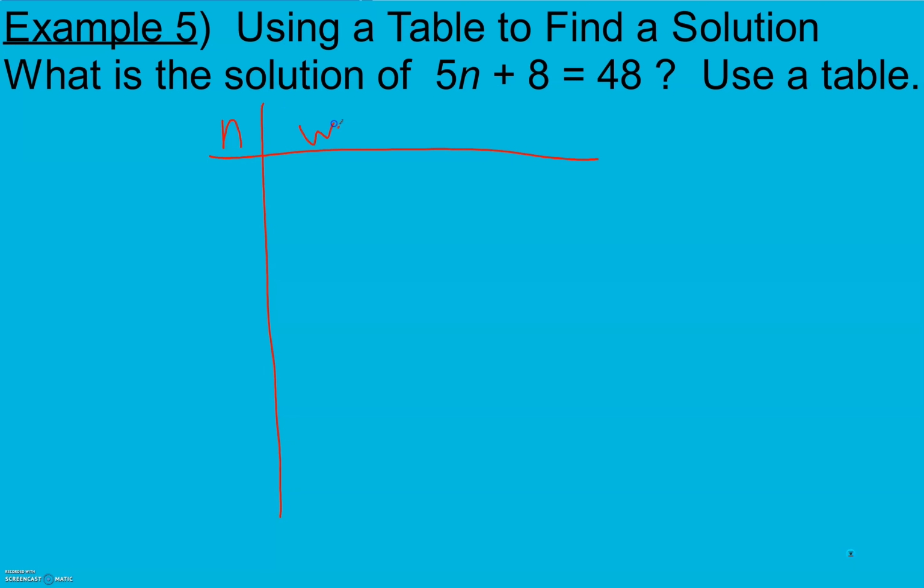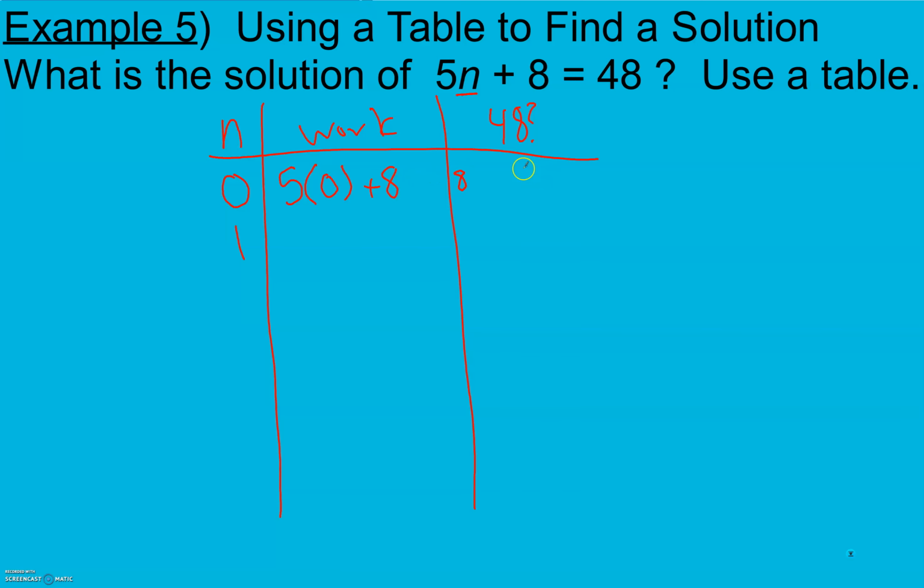I'm actually going to do the work, and I'm going to see, is it 48? Or what do we get? So I'm just going to start picking random numbers for n. I'm going to start with 0 and 1 because those are pretty easy numbers to calculate and they give us a lot of information here. So my work column is going to be 5 times n plus 8. 5 times 0 is 0 plus 8 gives me 8.